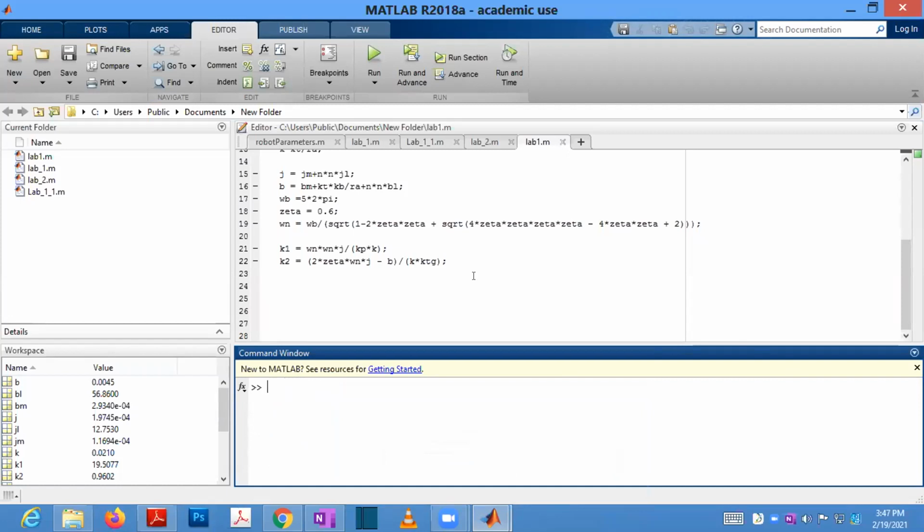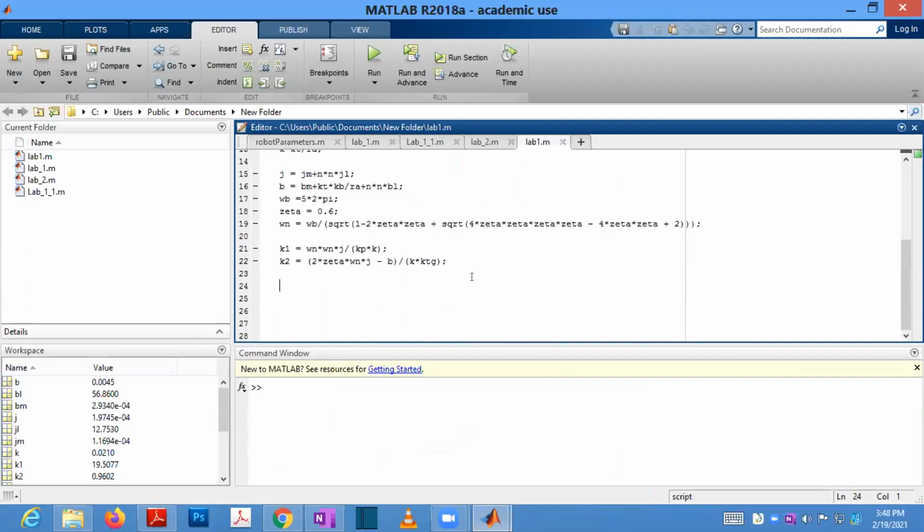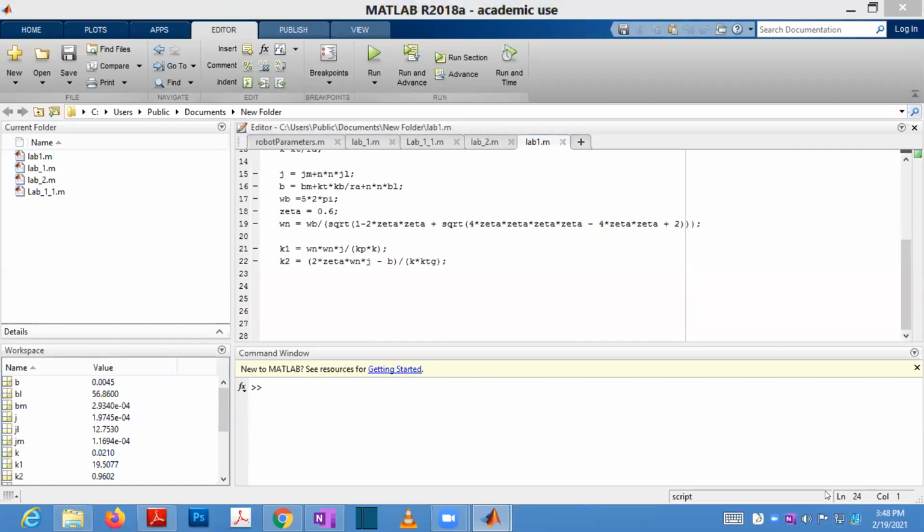Has anyone completed this part? Yes, sir. So K1, K2 and omega n values. K1 19.50. K2. Yeah, okay. Omega n. Yeah, okay.